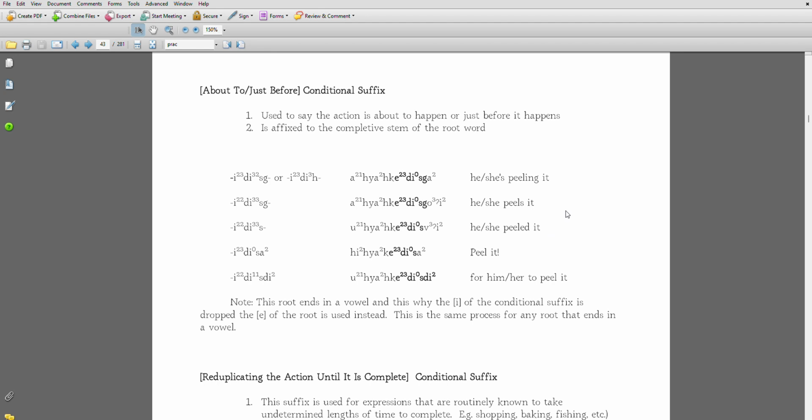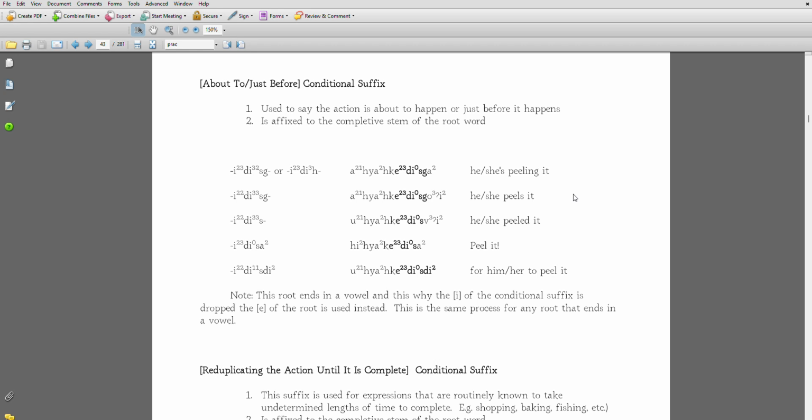Note, this root ends in a vowel, and this is why the E of the conditional suffix is dropped and the A of the root is used instead. This is the same process for any root that ends in a vowel.